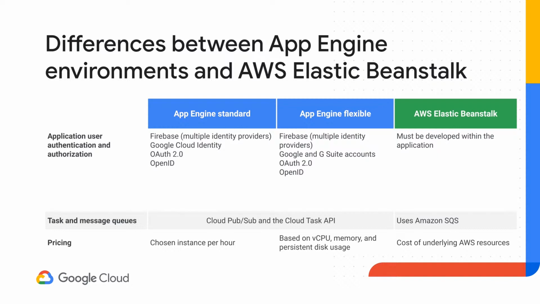All three options support the use of task and message queues. For Google Cloud services, App Engine can use the Cloud Tasks API or Cloud Pub/Sub, which is a push-pull managed message queue. Elastic Beanstalk uses Amazon Simple Queue Service only, which is a pull queue. Pricing for App Engine Standard is based on instances per hour with a free tier. App Engine Flexible is based on virtual CPU cores per hour, memory per gigabyte hour, and persistent disk per gigabyte per month. Elastic Beanstalk pricing is based on the underlying AWS services used.